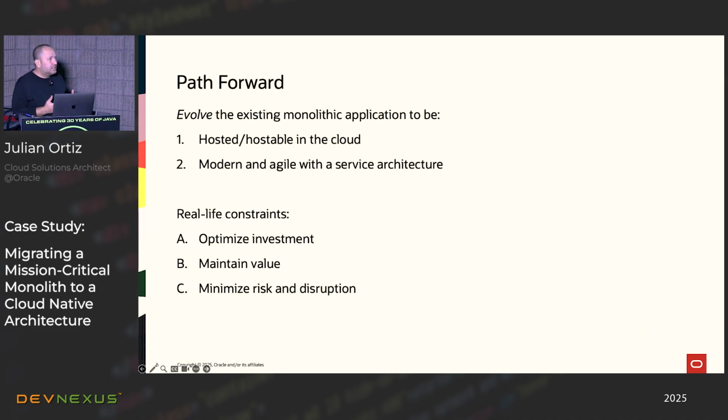So the directive was, let's evolve the existing monolith application to be hosted and hostable in the cloud. And the product team wanted, in an agile fashion, to add some functionality to the service. So they wanted to include new functionality to the service, and also, under a service architecture, become a cloud native conformant application. And well, this is pretty normal stuff, right? Everybody is doing it. Every company, whether or not it has started already, is thinking about moving in that direction.